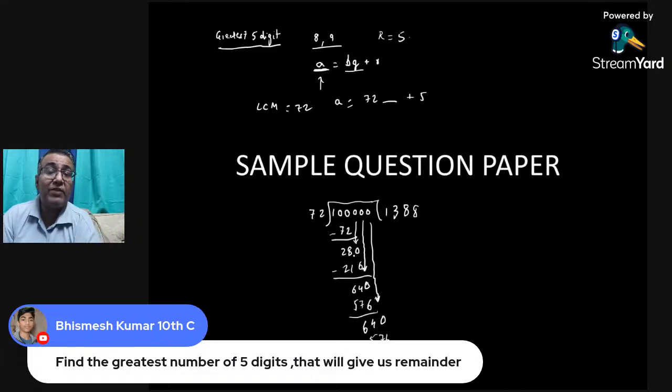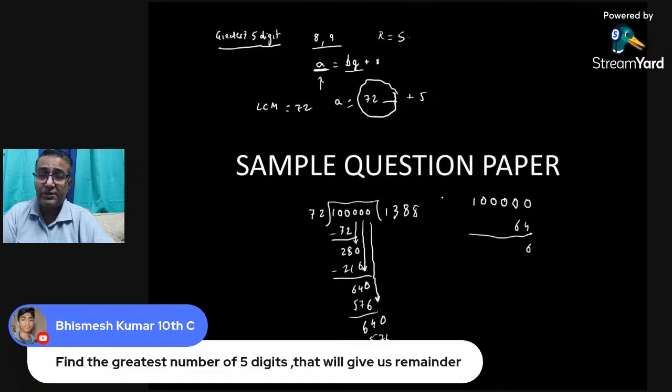Now this 64 we have to subtract from 100000, that's 3 zeros, 4 zeros, 5 zeros. If we subtract the 64 from this, we get the greatest 5-digit number which is divisible by both 8 and 9. So 10 minus 4 gives 6, then 9 minus 6 gives 3, then 9, 9, 9. So you get 99,936, and if it has to leave a remainder of 5, it should be 5 more than that. So if you add 5 to that, you get 99,941. That is the correct answer.